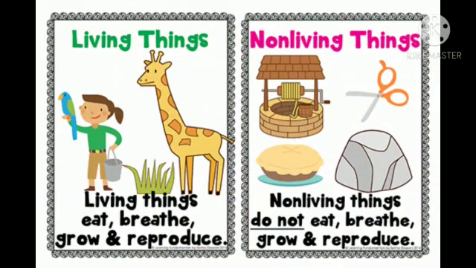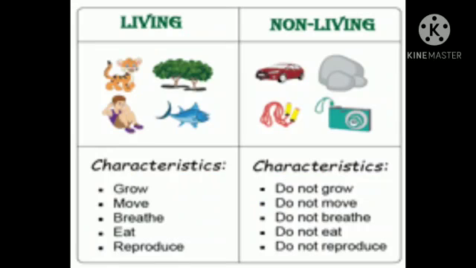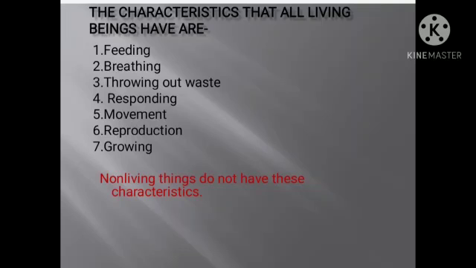Children, as you all have read in your earlier class that living beings grow, move, breathe, eat and reproduce. But non-living things do not grow, do not move, do not breathe, do not eat and do not reproduce. So here in this chapter we will study these same characteristics of living beings in detail. These characteristics are feeding, breathing, throwing out waste, responding, movement, reproduction and growing. Non-living things do not have these characteristics.